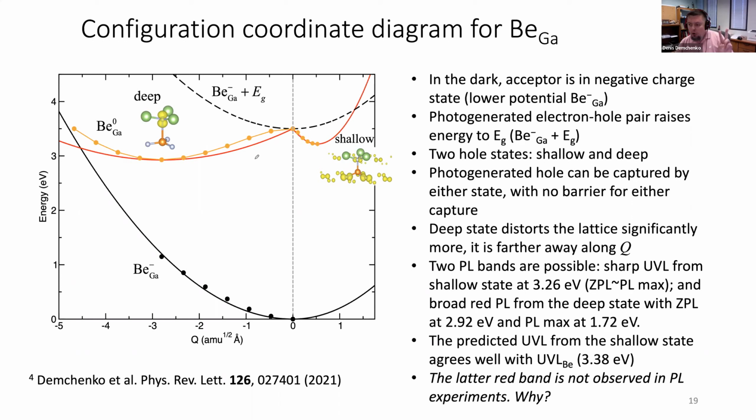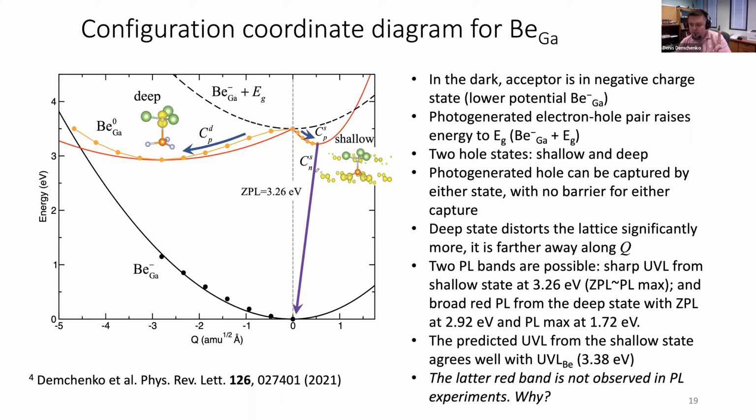So now the hole has a choice to make, so to speak. The hole can be captured by either this shallow state with some capture coefficient C_p shallow, or by this deep state with capture coefficient C_p deep. And these two processes have to compete for the same photogenerated hole.